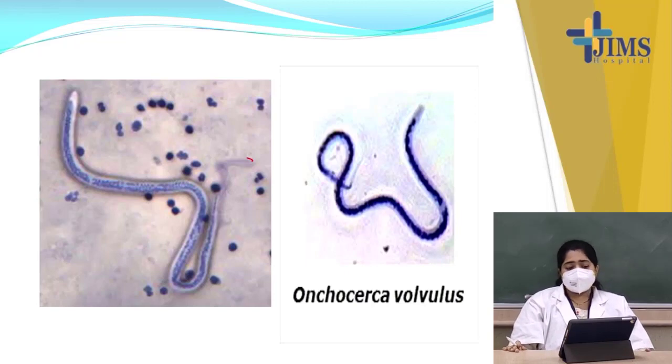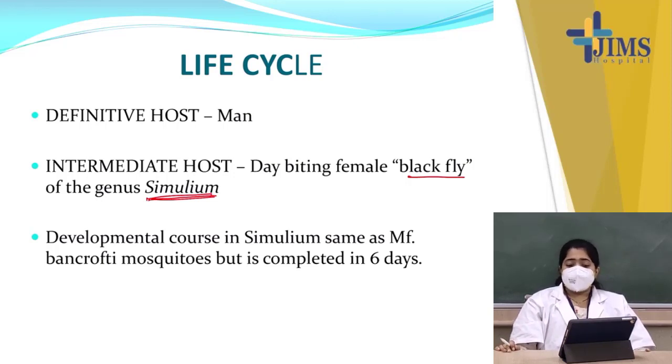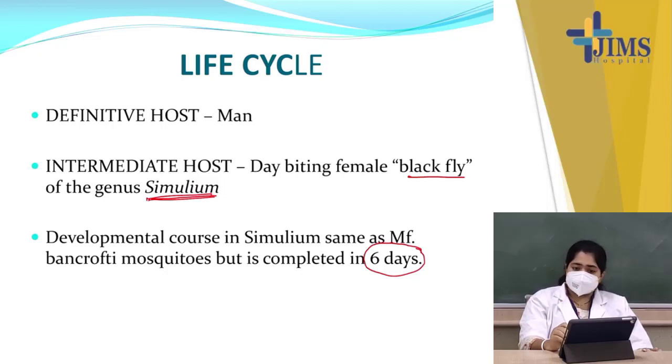Now coming to life cycle, there is a definitive host and an intermediate host. The definitive host is man, and the intermediate host is the day biting female black fly of the genus Simulium. This black fly of the genus Simulium breeds in fast flowing rivers and streams, hence the name river blindness. The developmental course in Simulium is same as Wuchereria bancrofti in mosquitoes, but it is completed in 6 days. You see, the time period is very less here. Only 6 days is required for development in the black fly.